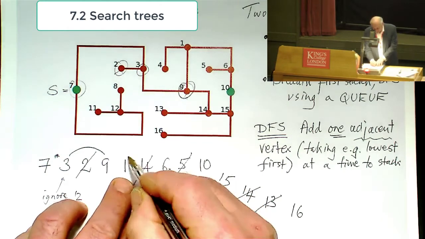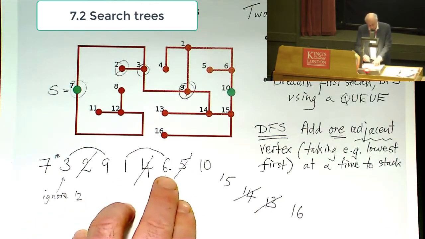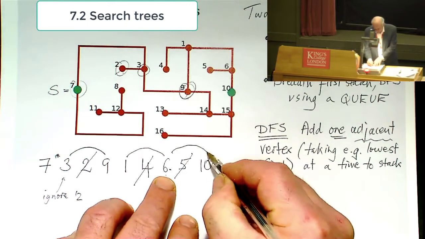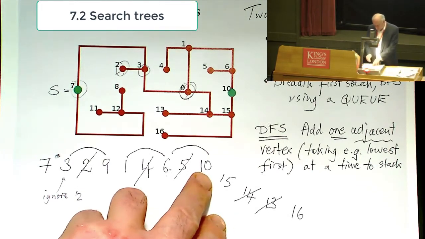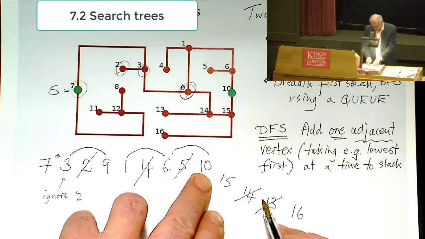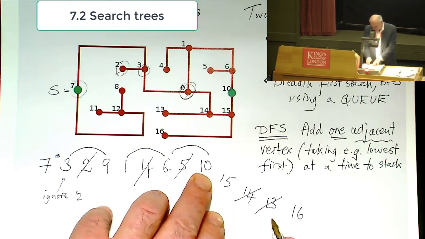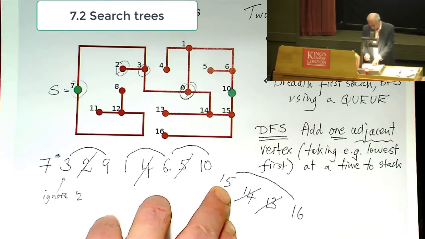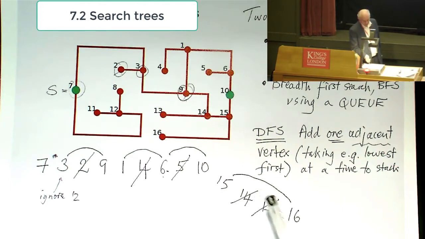And then how did we get the 6? We got the 6 because we backtracked to 1. And how did we get the 10? Because we backtracked from 5. And then we went forward, 10 going to 15. And then we had to backtrack. So the 16 actually came from 15, like that. So this is giving you a bit more information about what went on.